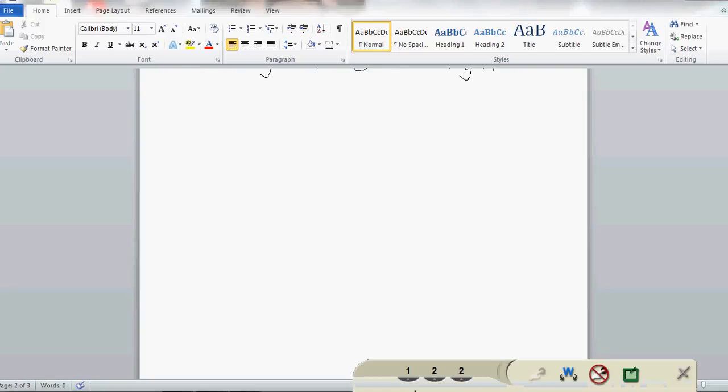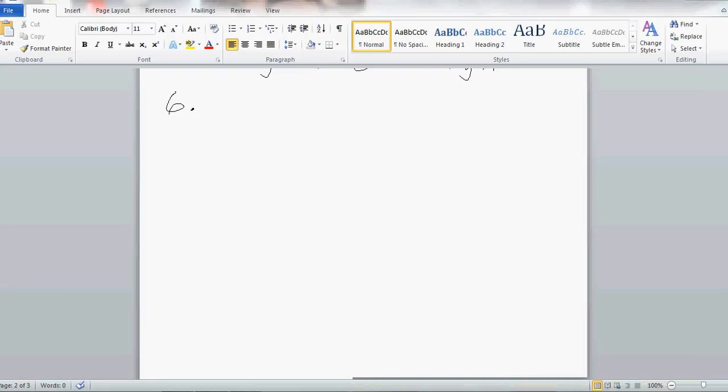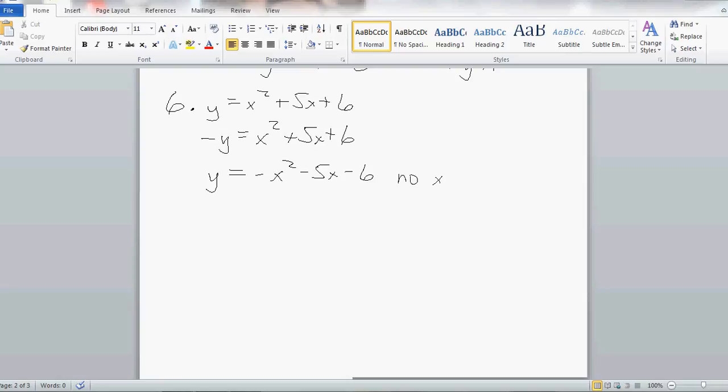Example 6, same type of problem. What type of symmetry is there? y equals x squared plus 5x plus 6. To test x-axis, we let y be negated. Now in this particular case, it's easier just to solve for y and compare that. So I'm going to divide everything through by negative 1. And the question becomes, is this identical to the original? The answer is no, so that means there's no x-axis symmetry.